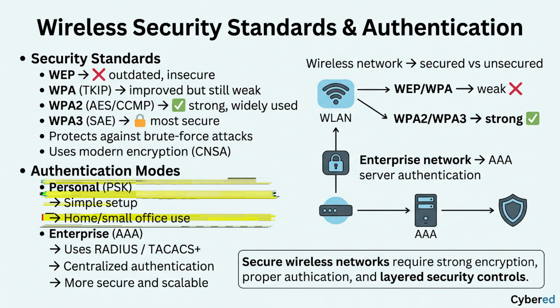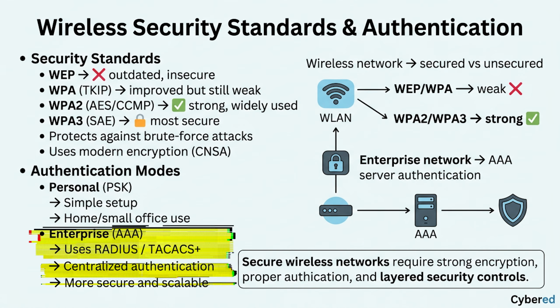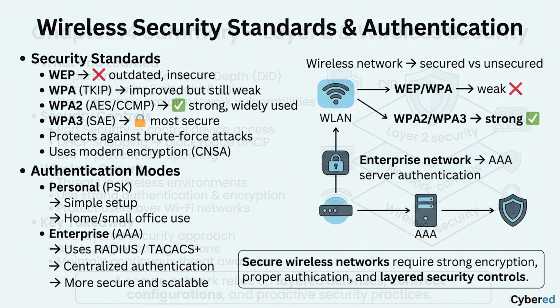Authentication modes. Personal uses PSK, simple setup for home and small office use, and enterprise uses an AAA server, centralized authentication, more secure and scalable. Key takeaway: wireless networks are highly vulnerable because they are accessible over the air. To secure them, you must combine strong encryption, WPA2 and WPA3, proper authentication, and additional controls such as MAC filtering and monitoring.